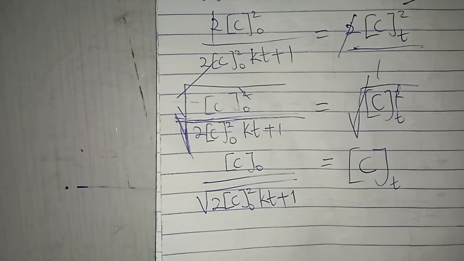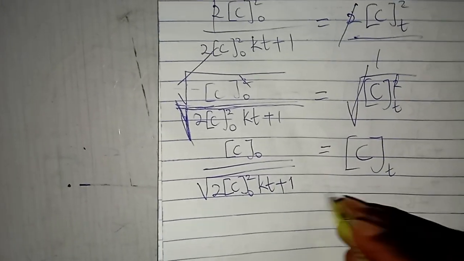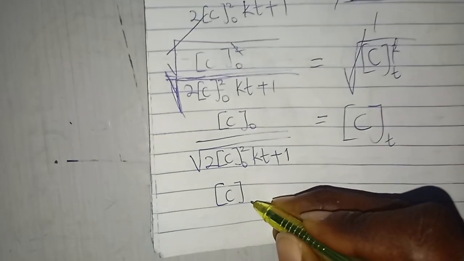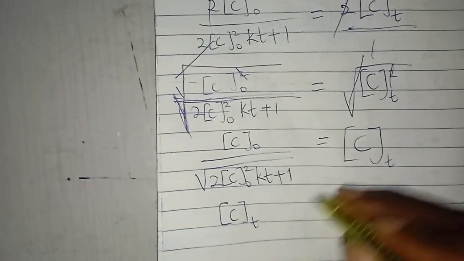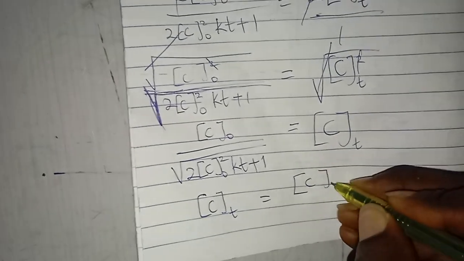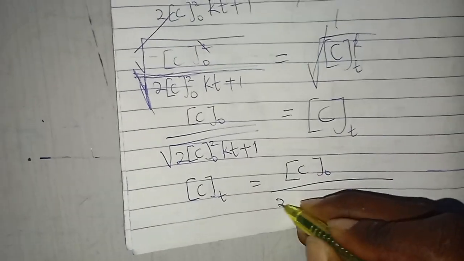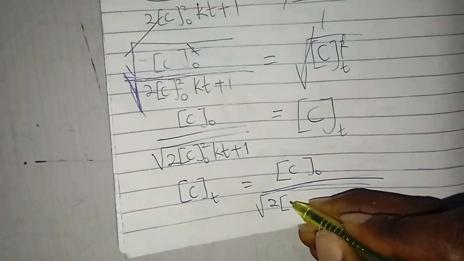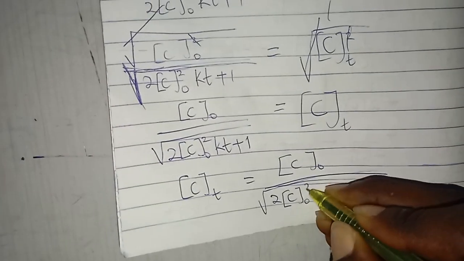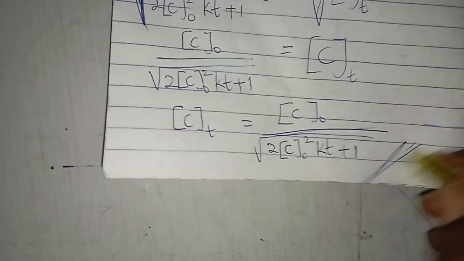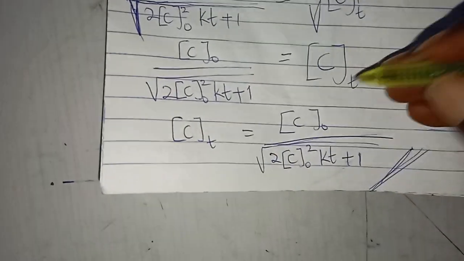So that is my final answer. I can write it this way: for third order reaction, the integration is simply concentration at time t is equals to initial concentration all over square root of 2 initial concentration square Kt plus 1. That's your final answer. Remember that this is square.